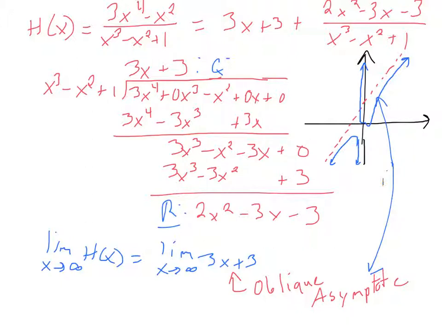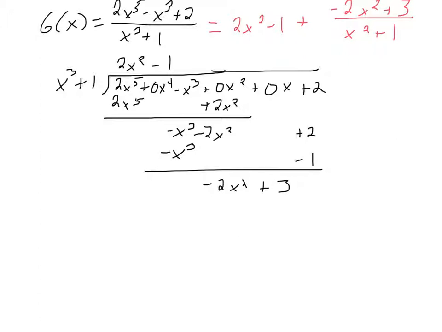So having just said that, why don't you guys go ahead in this next one, use the same process involving polynomial long division. The function g of x equals 2x to the 5th minus x cubed plus 2 all over x cubed plus 1. Figure out the end behavior of that function. Since we're running low on time here, I did it all out already, so here's your long division, your remainder's here, and your quotient is 2x squared minus 1.